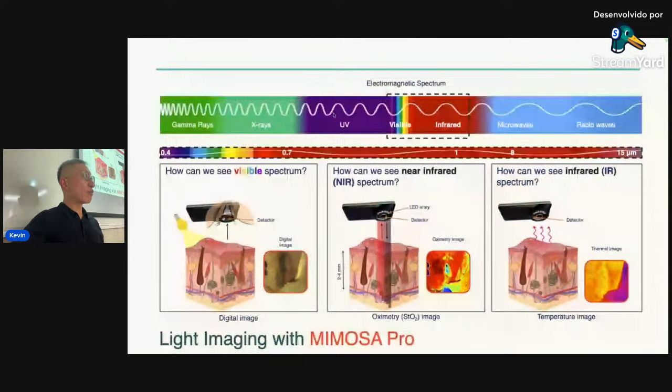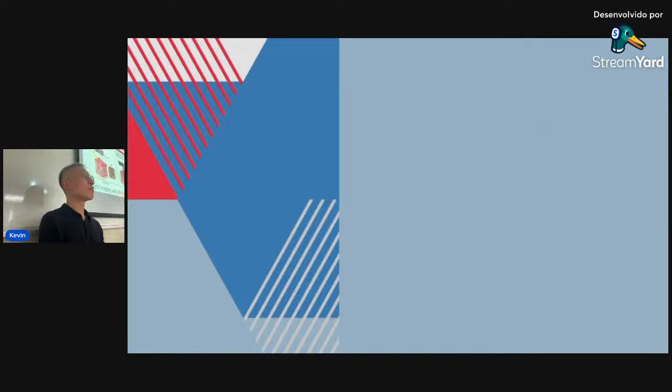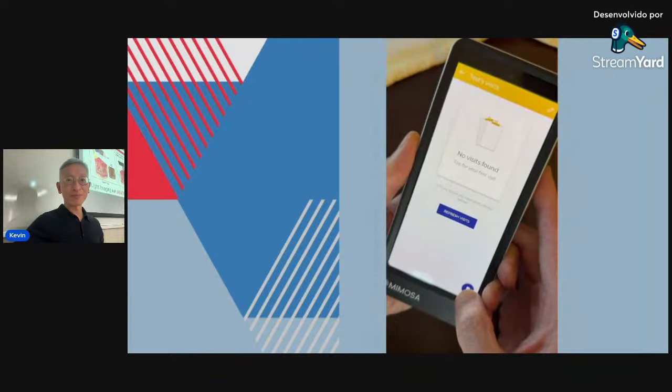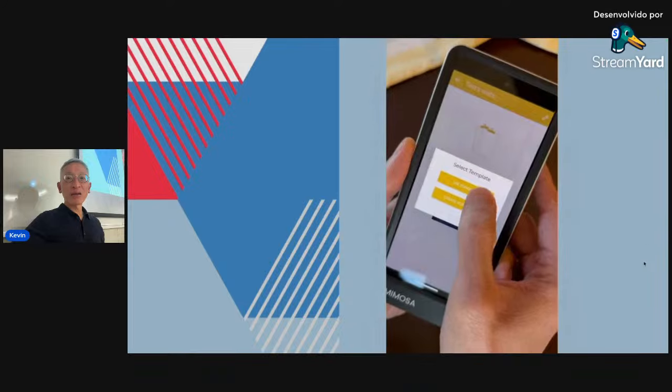Depends on the type of wavelengths, the different types of light, whether it's near infrared or infrared. So by shining the light into the skin, the computer system inside the device is able to collect how the light is being reflected from the skin. So you can tell the skin temperature, the oxygen level on the skin. So let me show you how it's being used.